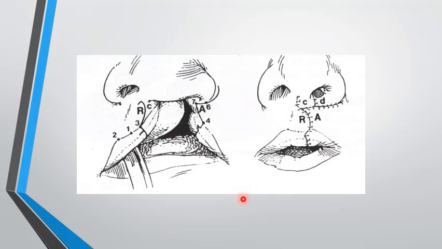Again, this is an illustration showing us the rotation advancement flap, also known as the Millard flap. This incision line will form the rotation flap, which is rotated downward. This is symbolized by the letter R. Here, this incision forms the A, the advancement flap, which is advanced to meet the opposite side, and the C, this tissue, is called the columella flap, which is used to repair the nasal floor or lengthen the columella. And this is the final line of the scar formed.